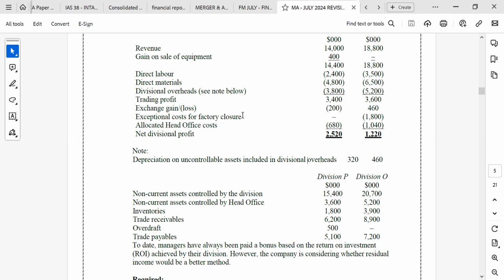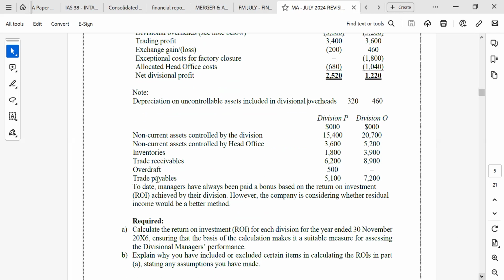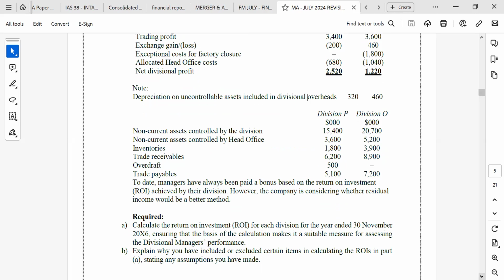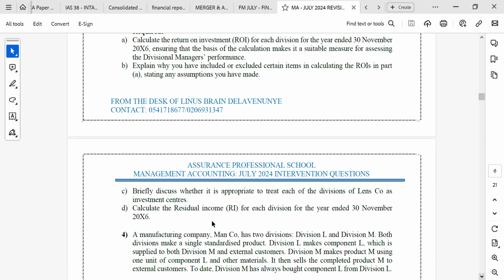It's not a decision made by the divisional manager, so that should also not be included. Allocated head office costs are costs that are being pushed to the divisions by the head office. The manager has no say about this particular cost. That is also not under his control. The non-current asset control by head office is also not under his control.